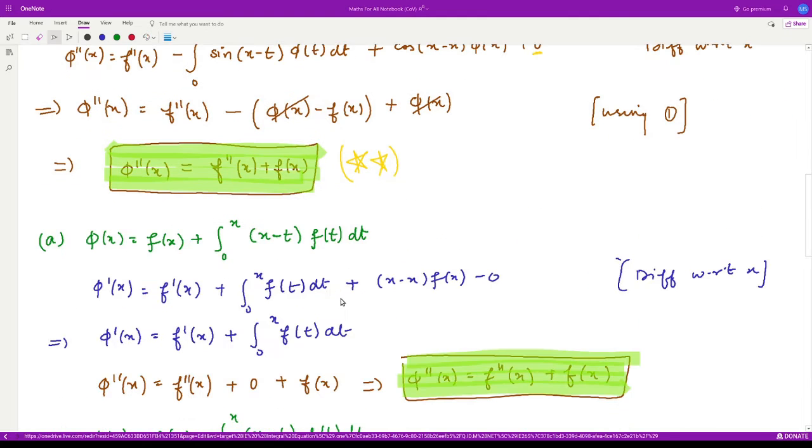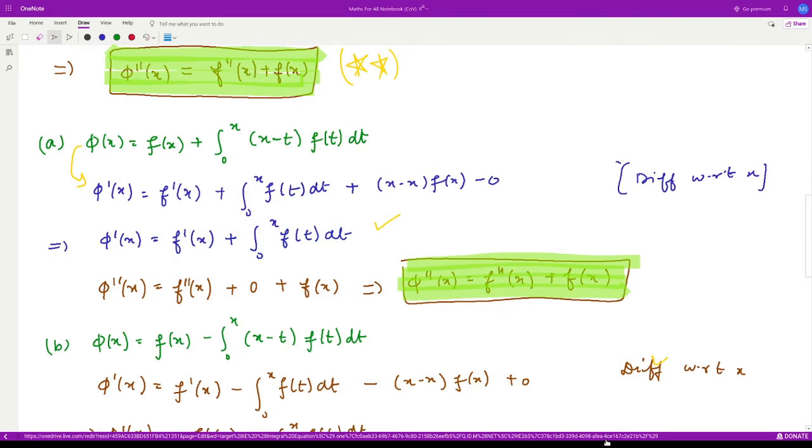So let us look at the first option. It is phi of x is equal to f of x plus integration 0 to x of sine of x minus t f of t dt. We can differentiate this, we'll obtain this, and then we can double differentiate it, we'll obtain this. I hope you can do it now, right? Following the same steps as discussed above and applying the Leibniz rule.